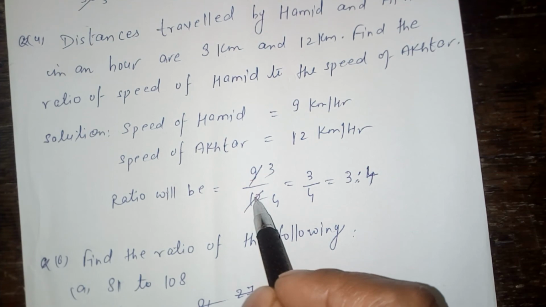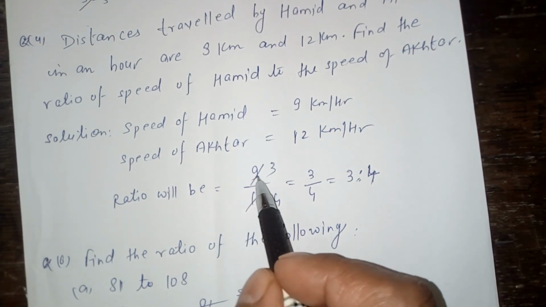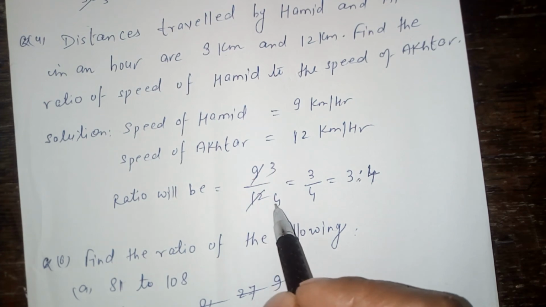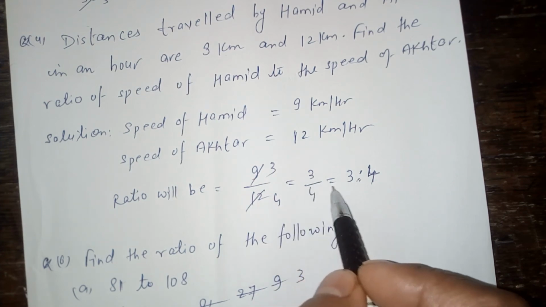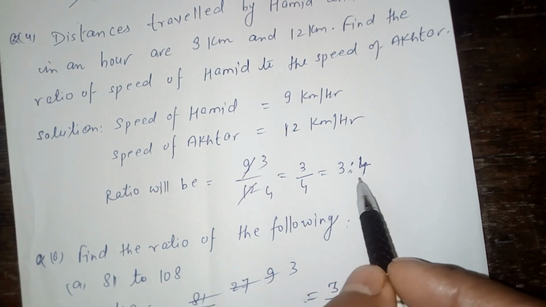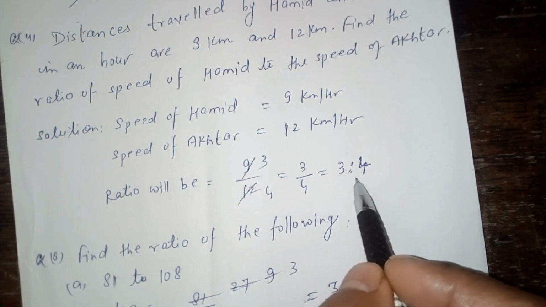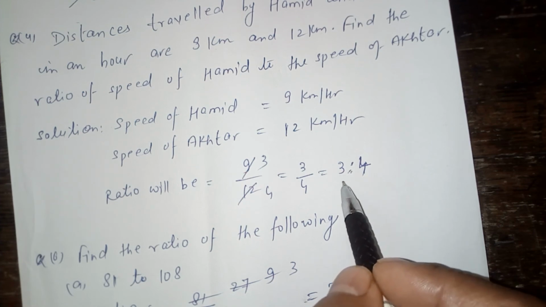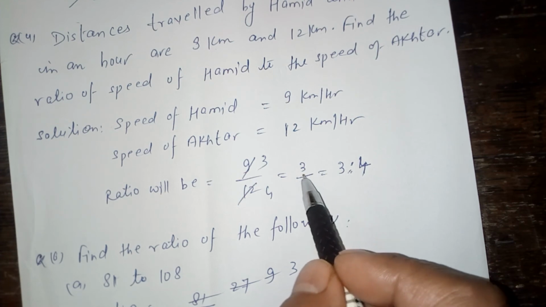9 and 12 will be cancelled by 3. 3 threes are 9, 3 fours are 12. The answer is 3 upon 4. It will give you 3:4, or 3 ratio 4. This is the required answer for your required question.